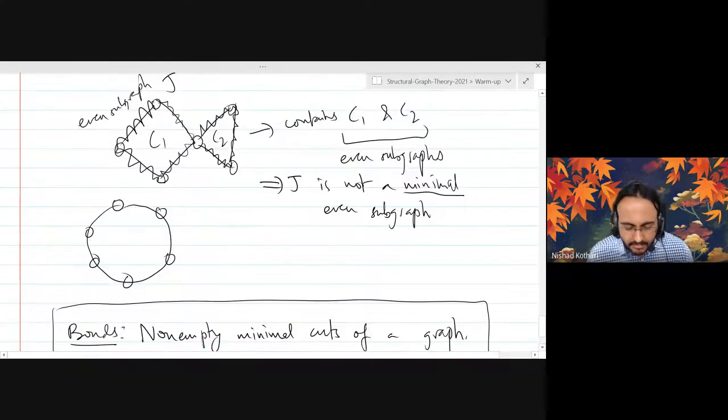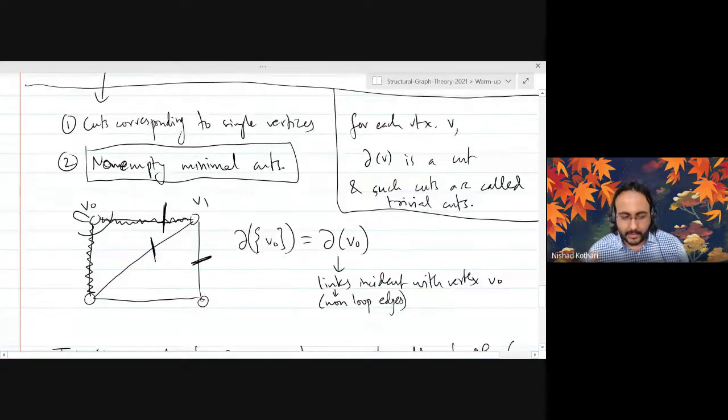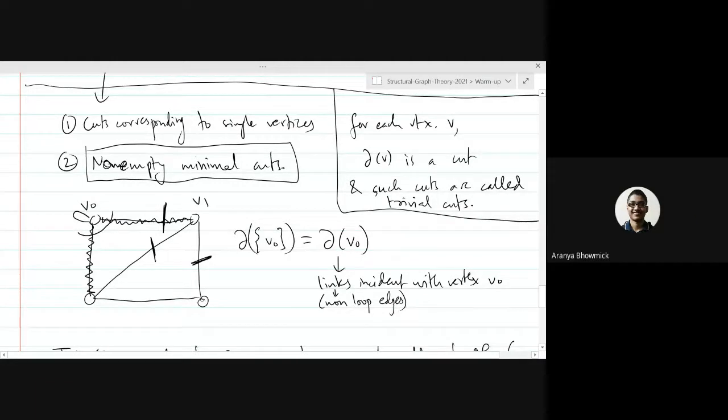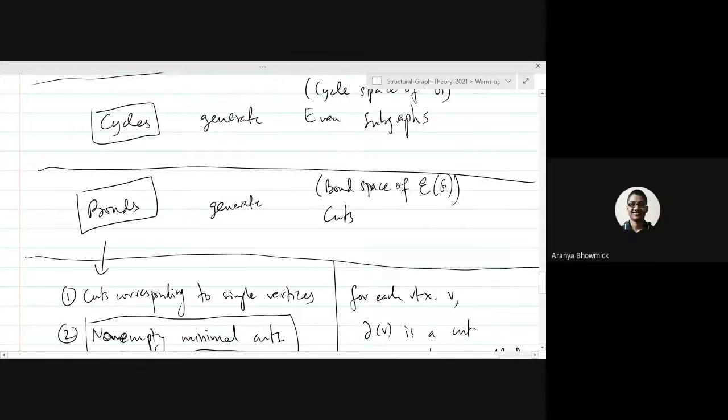We are at 9:51, so that is the end of the lecture. Please ask any questions. So actually, bonds generate the set of all cuts of the graph. Yes. That's why we call the space of all cuts the bond space.